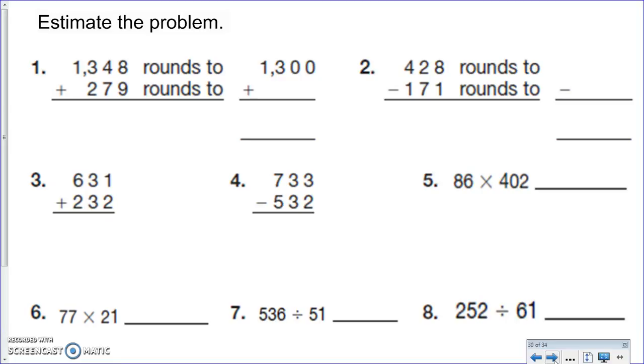So in number 1, we're going to be rounding to the nearest hundred. So they rounded 1,348 to 1,300. We're going to round 279 to 300. And then all we have to do here is add 1,300 plus 300, which gets us 1,600.